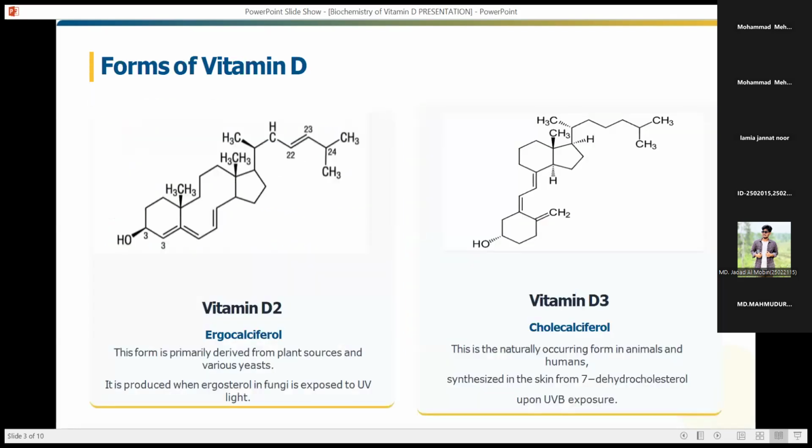There are two primary forms of vitamin D: vitamin D2 or ergocalciferol, and vitamin D3 or cholecalciferol. Vitamin D2 we get from plants and fungi. Vitamin D3, the naturally occurring vitamin in animals and humans, is called cholecalciferol. Vitamin D3 is generally more effective at raising our systemic levels.